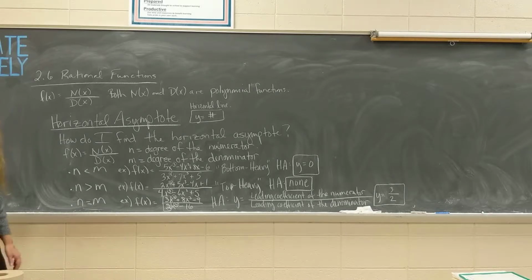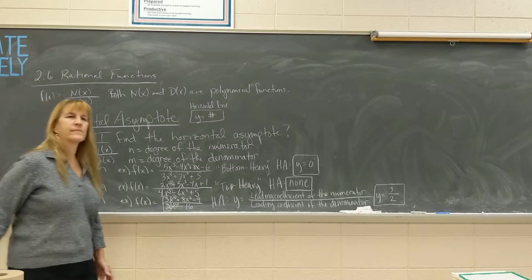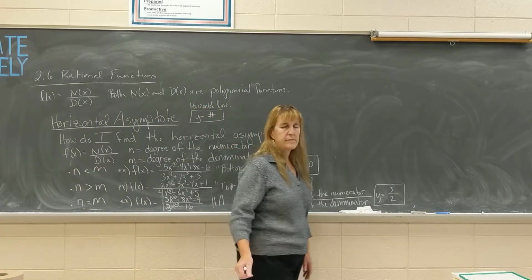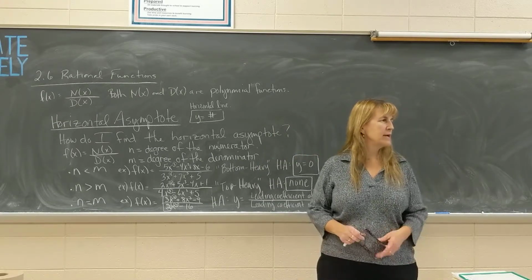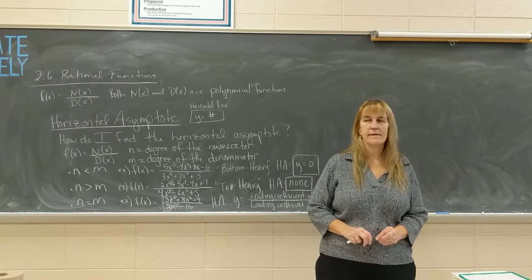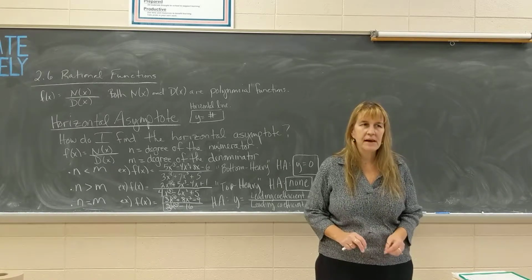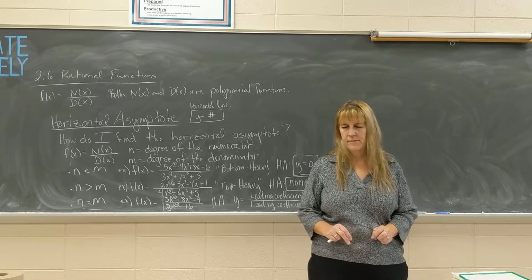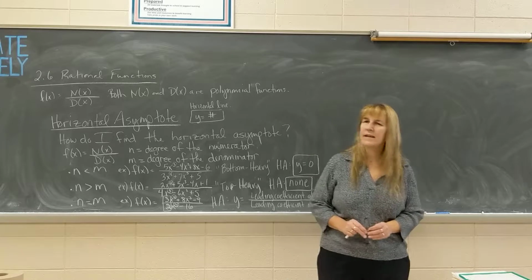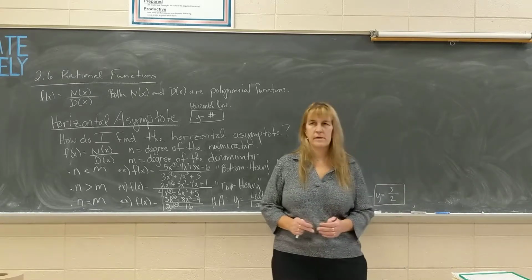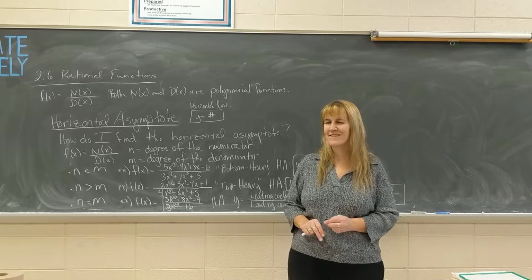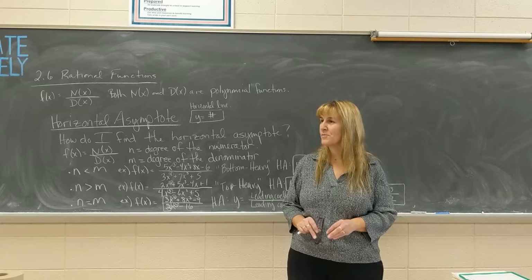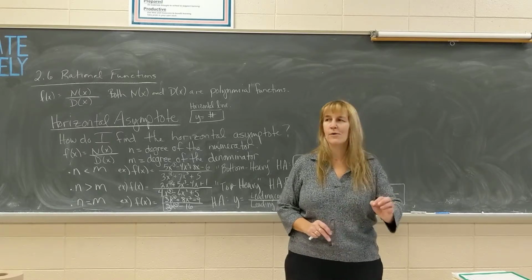So let's see if you guys can answer a few things for me. Ready? How do you find an x-intercept? Let y equal 0. How do you find a y-intercept? Let x equal 0 and solve for y. How do you find your vertical asymptotes? The denominator is equal to 0. Solve for x and check to make sure the x values do not make the numerator equal to 0 too.